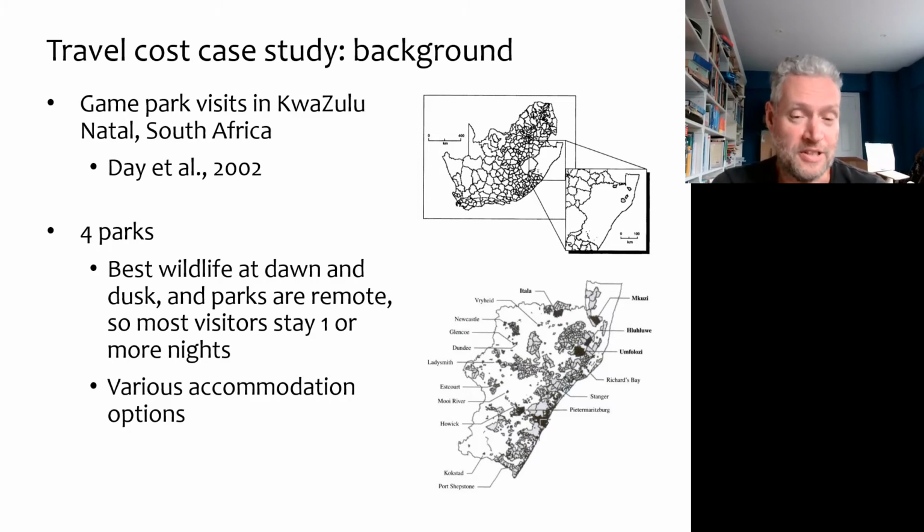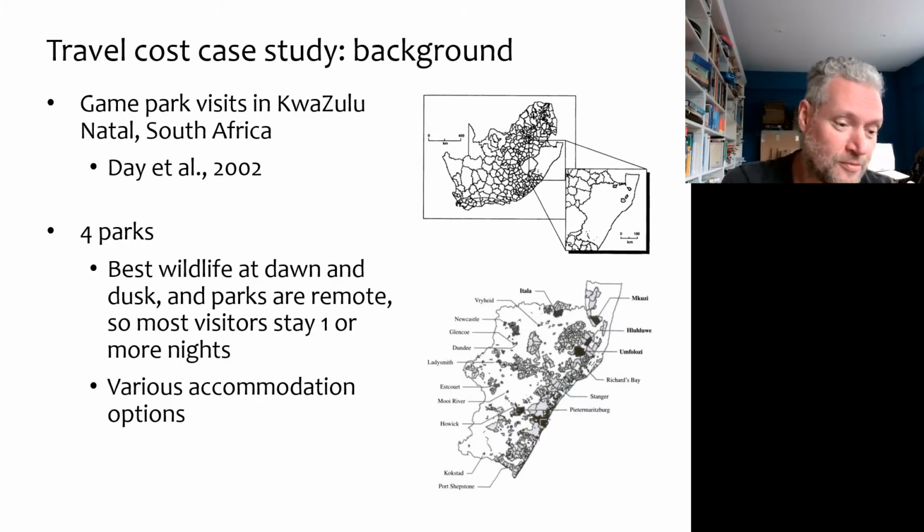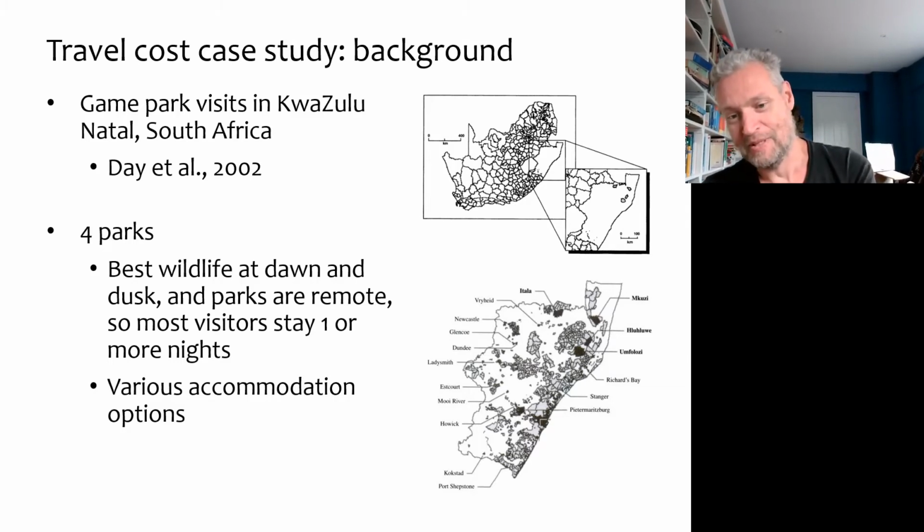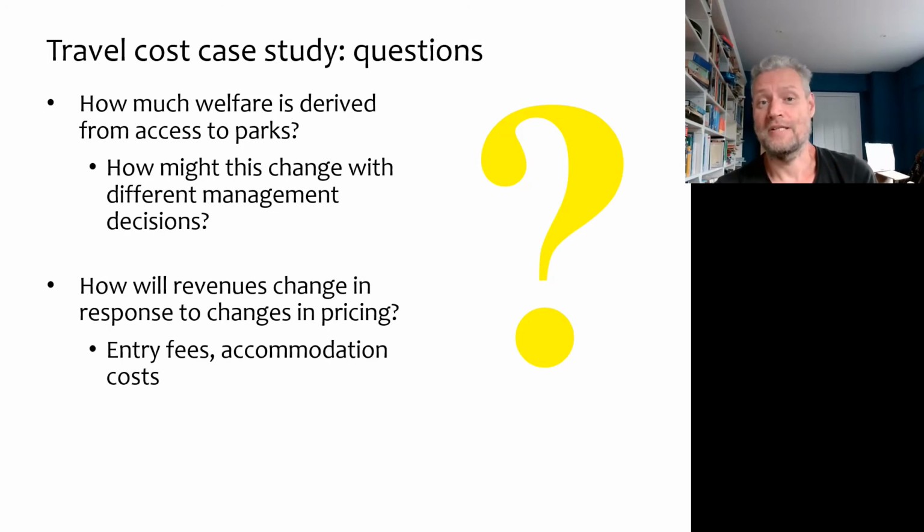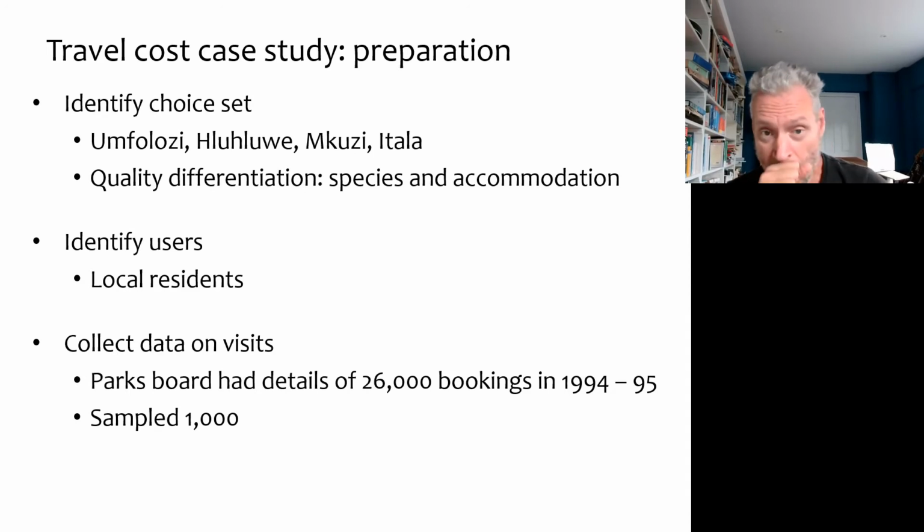And also the reason that you need to spend the night is because most wildlife is most active at dawn and dusk rather than in the middle of the day. You could probably make a day trip there, but then you would be there when all the animals are hiding or asleep, right? So it really makes sense to spend the night there. And questions that you can ask with a study like this is how much welfare is derived from access to the park, how might this change with management options, how will revenues change in response to changes in pricing, and can the entry fees, can the accommodation costs, and so on and so forth.